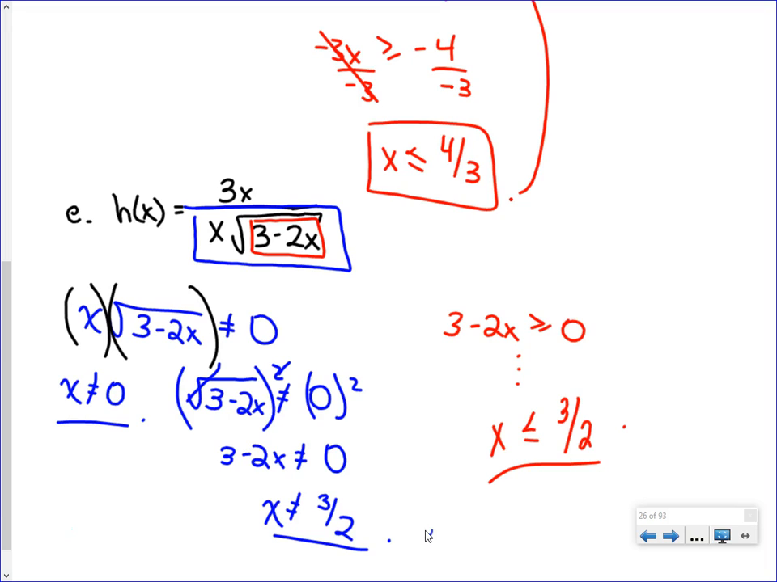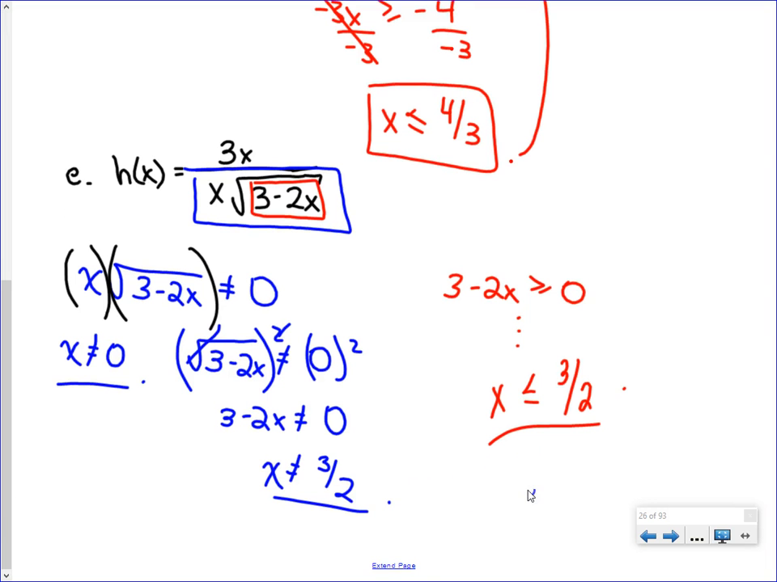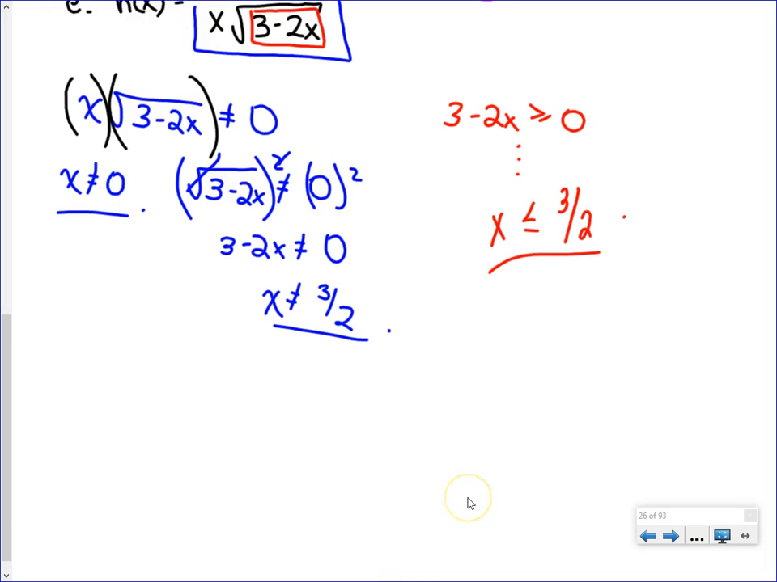And say x does need to be less than or equal to 3/2, but wait. What does this say over here? Can't be 0, first of all. So we have to say x is less than or equal to 3/2. But x cannot be 0 and x cannot be 3/2. Well, how do we just make that nice and neat? Just less than 3/2, right? Take away the or equals, because that's not allowed because of this condition. So take away the or equals. X is every number less than 3/2 excluding 0.